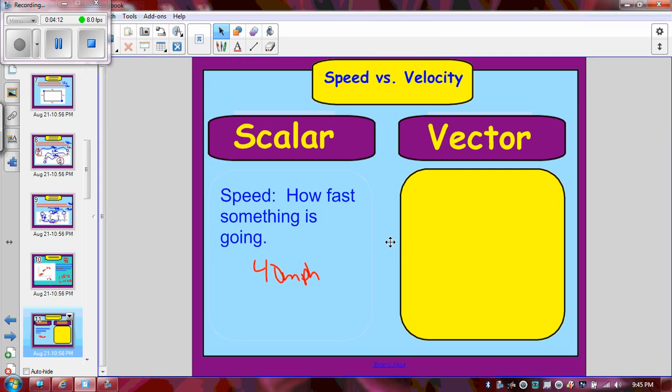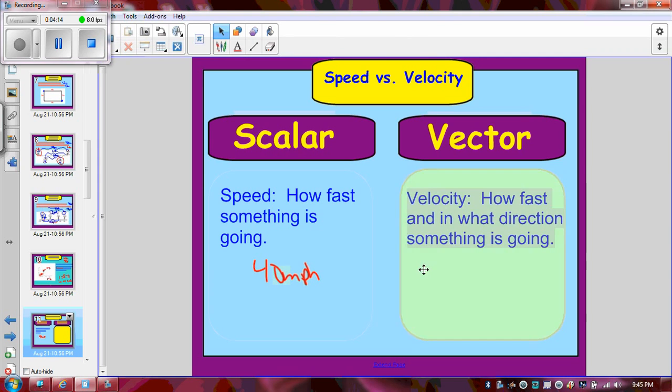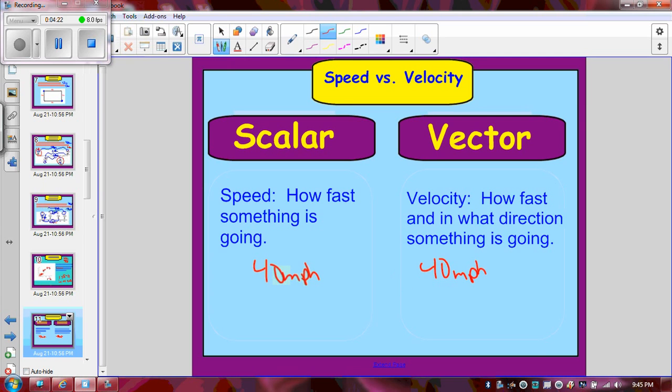Vector, on the other hand, would obviously be velocity. And velocity is not only how fast something is going, but the direction it is going. So for example, 40 miles per hour going east would be a vector quantity. Now in physics, we aren't going to use the north, south, east, west as much, although it will pop up. Instead, we're going to use the positive and negative more often to indicate direction.